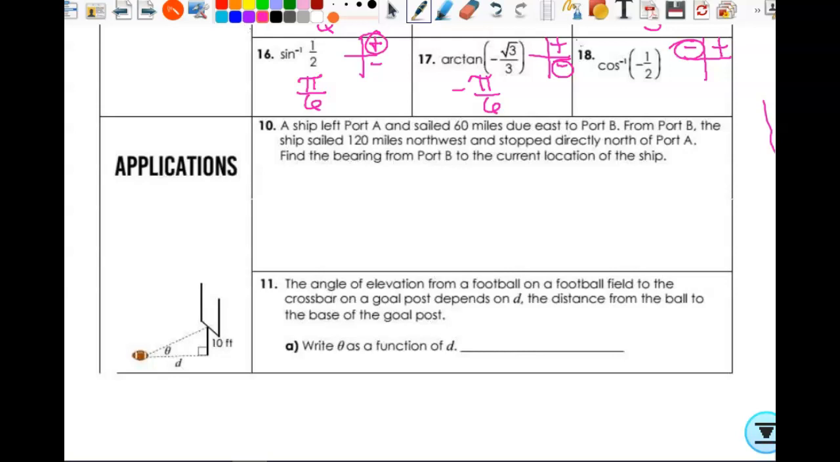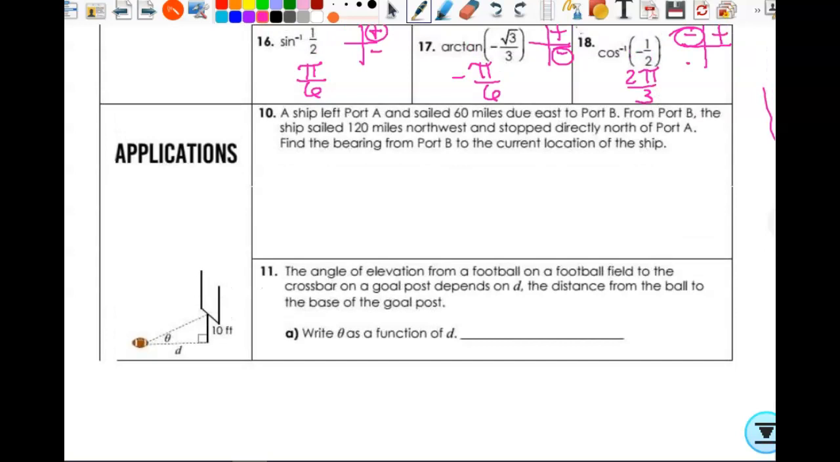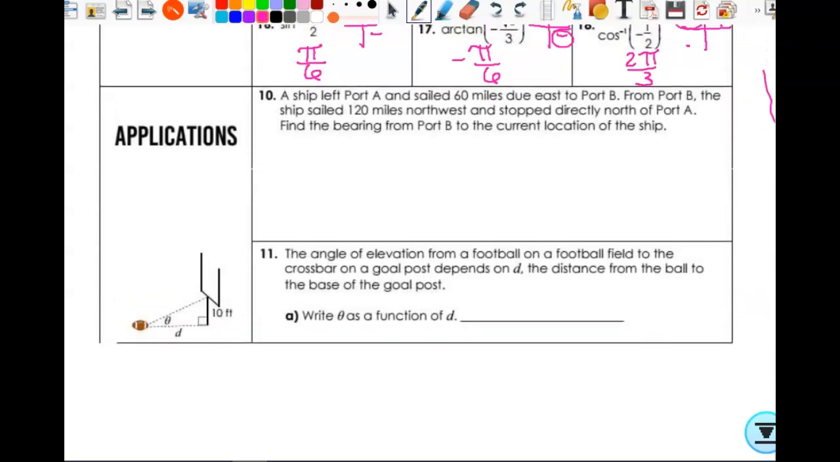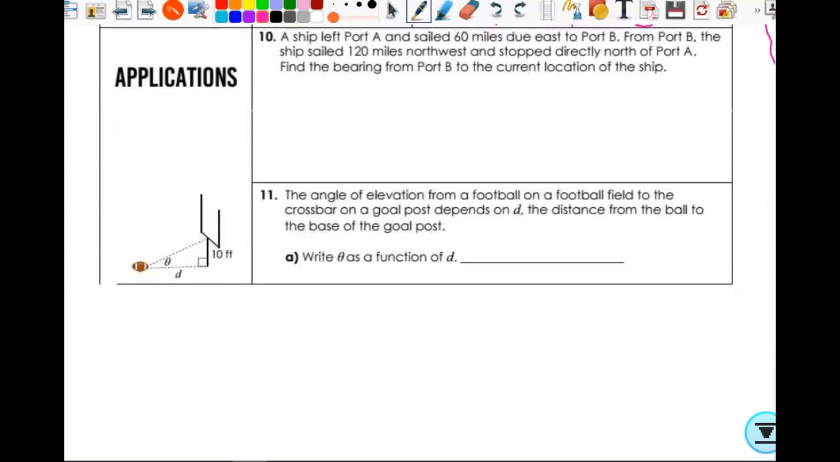It's what? I'm sorry. 4 pi thirds. 4 pi thirds is going to be down here. So if this is 0, this is pi. So this would be 3 pi thirds. 4 pi thirds is right there. So what's the second quadrant? 2 pi thirds. Okay. All right. Number 10. Any questions on this? Number 10.